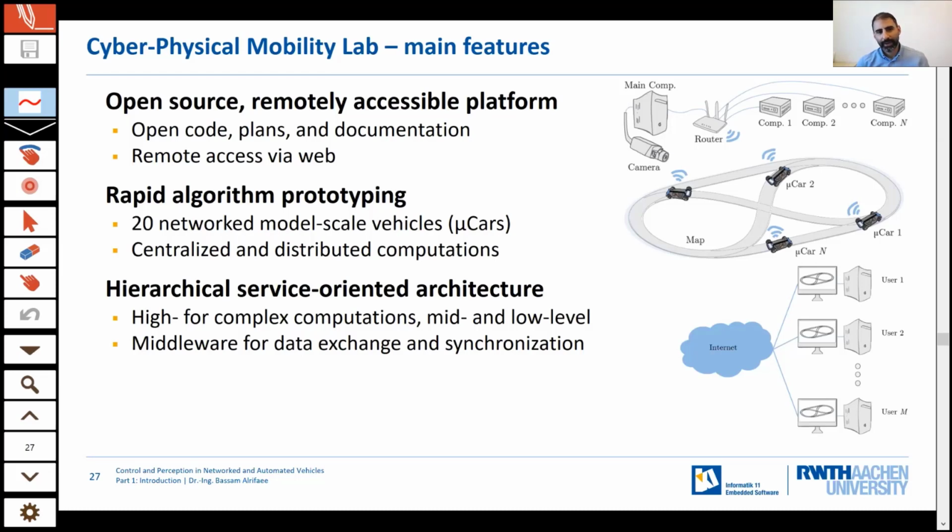For the open source policy, we made the code open on GitHub. It's already uploaded on GitHub. Our construction plans for the vehicles, for example, are also open, so you can download them and rebuild the vehicles. Our documentation is also completely open. You can find everything online. We published the code, plans and documentation while working on the lab, and we are still updating it.